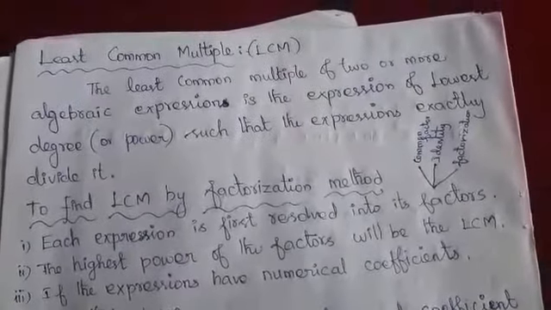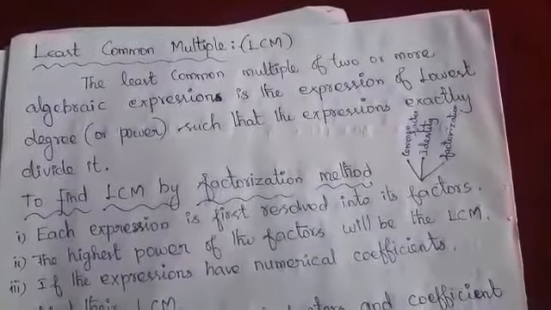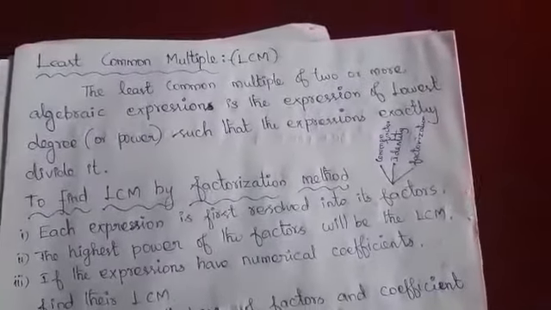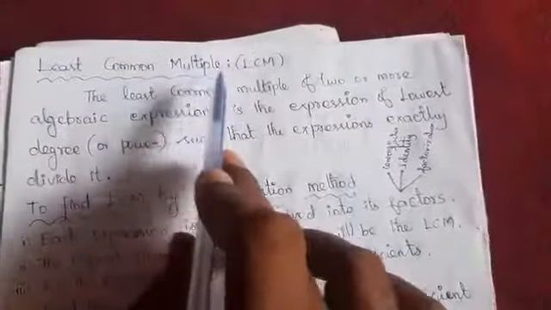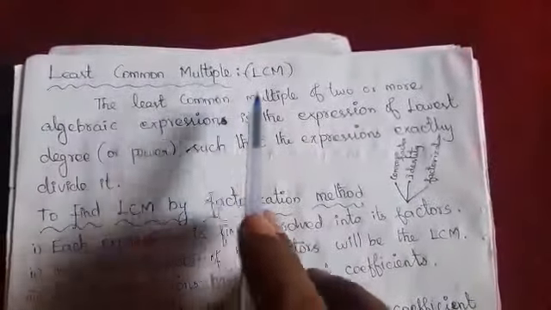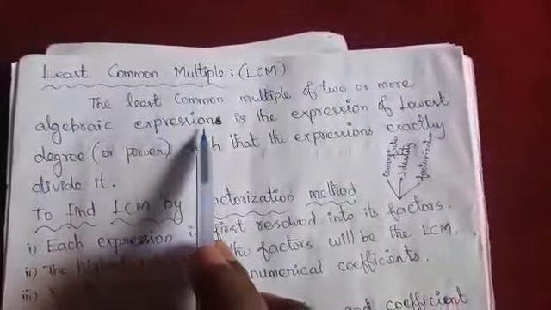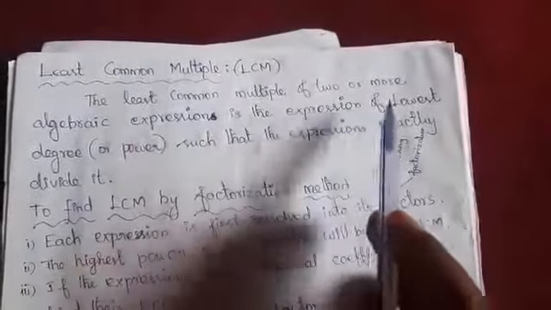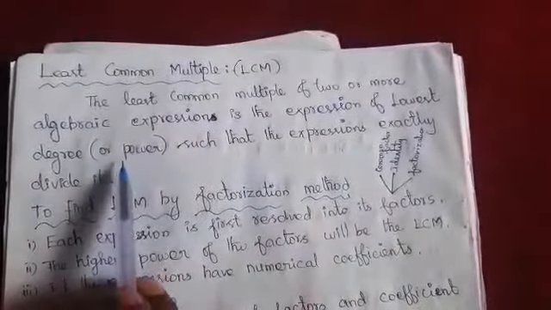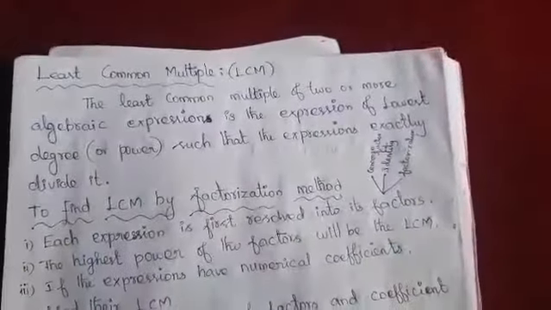Good morning, students. Last class we learned about GCD. Today we are going to learn LCM, least common multiple. The short form is LCM. It's a definition. The least common multiple of two or more algebraic expressions is the expression of lowest degree or power such that the expressions exactly divide it.